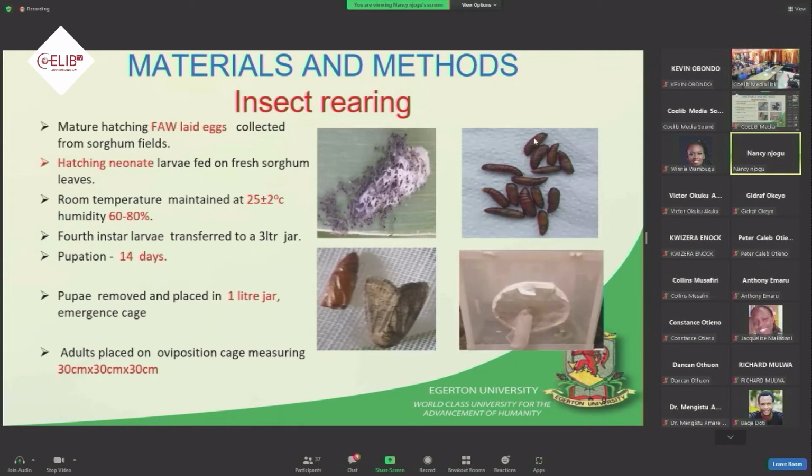After 14 days, I got the pupae. The pupae were removed and placed in a 1-liter jar, which was the emergence cage, fastened with a rubber band and a muslin cloth so that the insects don't disappear. The adults were placed in the oviposition cage, which was measuring 30 centimeters by 30 centimeters, as indicated.